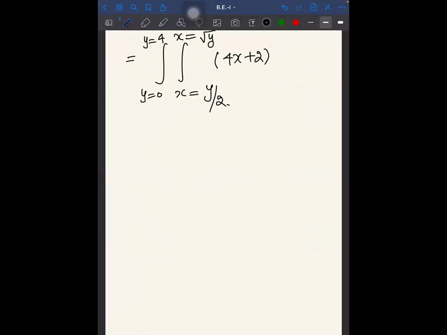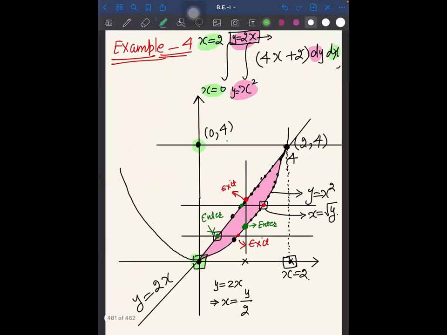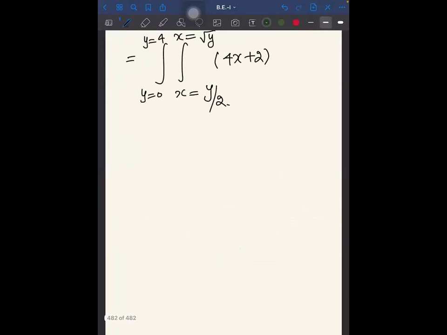Just you will replace that order. This order will get replaced. So earlier it was dy dx. Now it will become dx dy, and these will give you the same answer. Is it okay? Are you getting the point?